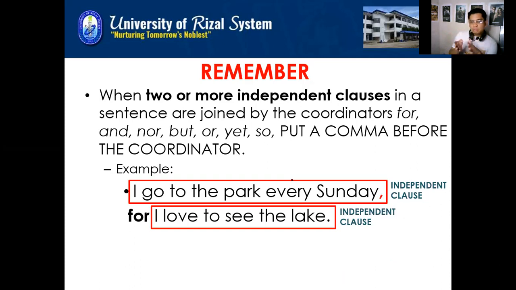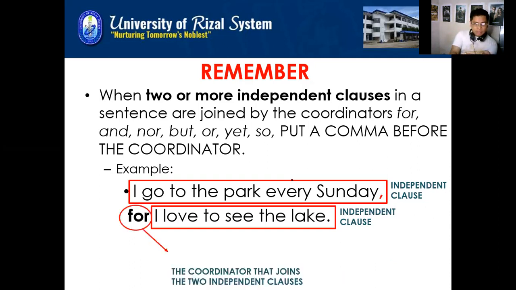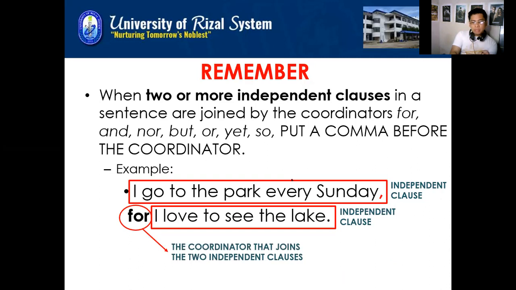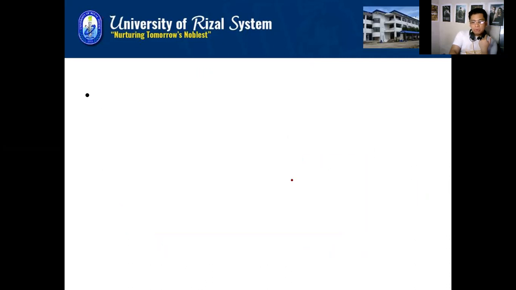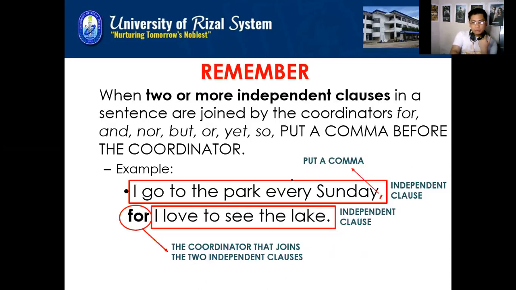If you remove "I go to the park every Sunday," the clause "I love to see the lake" can stand alone. So that's what's meant by an independent clause: a clause that can stand alone. Here, the coordinator that joins the two independent clauses is the coordinator "for," and a comma is placed before the coordinator. So that's how it should be structured in a sentence.